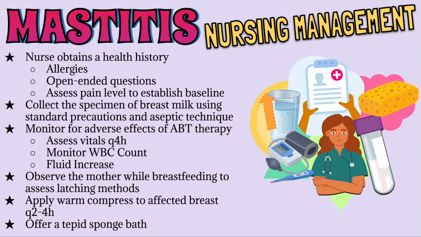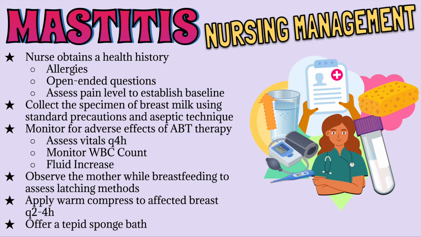Now, once your patient starts ABT therapy, you would want to monitor for adverse effects. Common adverse effects of antibiotics include skin rash, diarrhea, upset stomach, nausea, as well as vaginal and oral infections. Assess vital signs, especially temperature, to monitor the effects of treatment. You'd want to do this every 4 hours. You'd also want to monitor the mother's white blood cell count. Her white blood cell count will eventually begin to decrease as she continues ABT therapy.